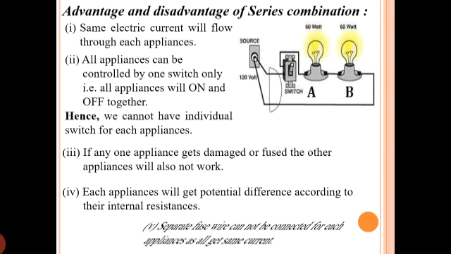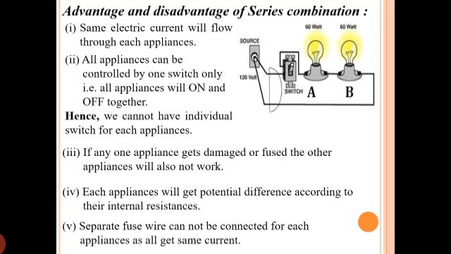And the last one: a separate fuse wire cannot be connected for each appliance, as all get the same current. And one more thing you should know: the different appliances we have at home, like the refrigerator, television, bulbs, fan, tube lights, or any other appliance you think of, each has a somewhat different requirement of electric current. So they are not getting the same current.